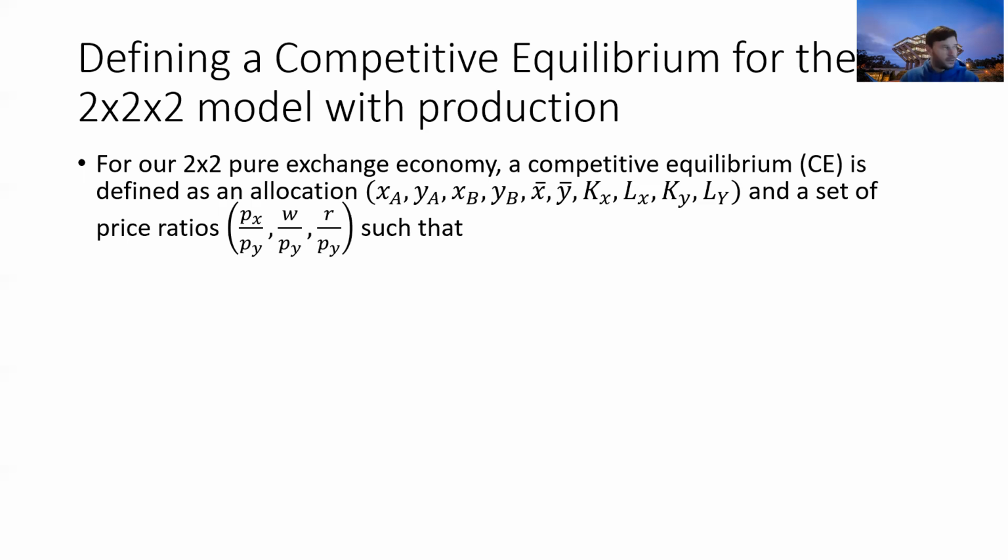Okay, but if we wanted to define a competitive equilibrium, here's how we would have to do it. Remember, a competitive equilibrium has two components. There's an allocation, and then there's a set of price ratios. And you'll notice the way I've drawn this, what good have I normalized every price against?